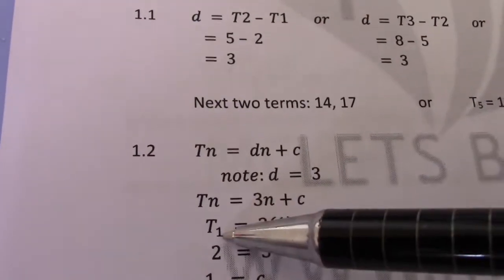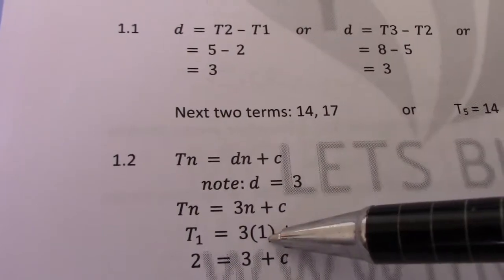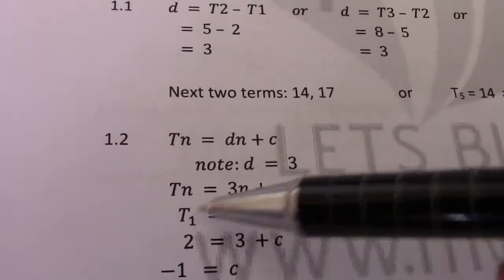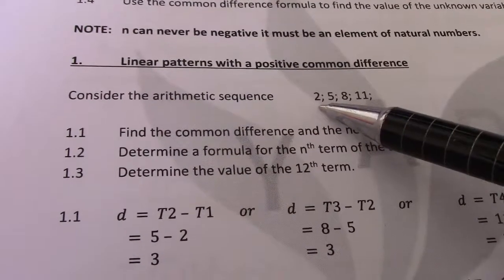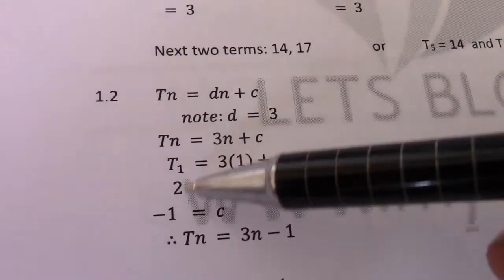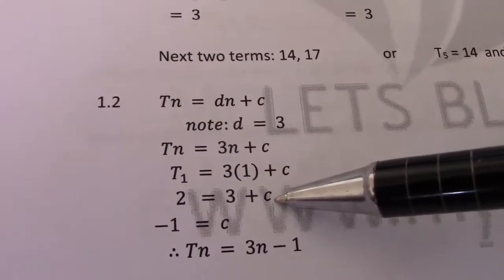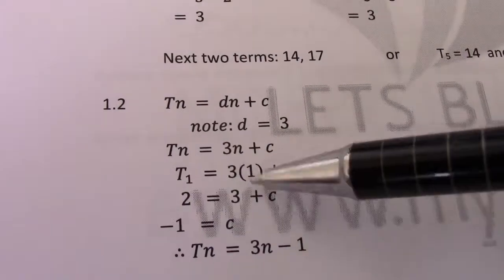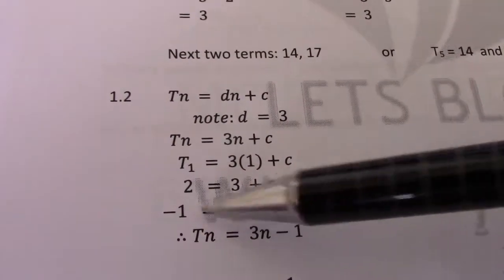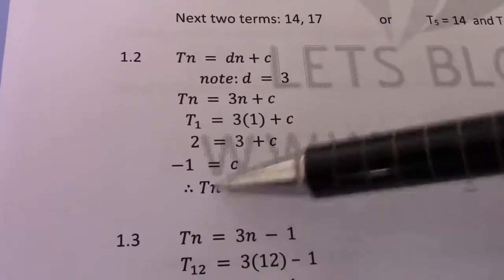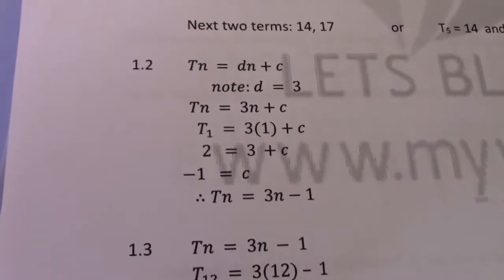Now if I choose term 1, n becomes 1, so that n also becomes 1. Now what's the value of term 1? You see that term 1 is 2. So instead of writing term 1, I write 2. 3 times 1 gives me 3, plus c. If I take 3 across, it becomes negative. Negative 3 plus 2 becomes minus 1. c is minus 1, therefore Tn equals 3n minus 1. Alright, hope you follow.